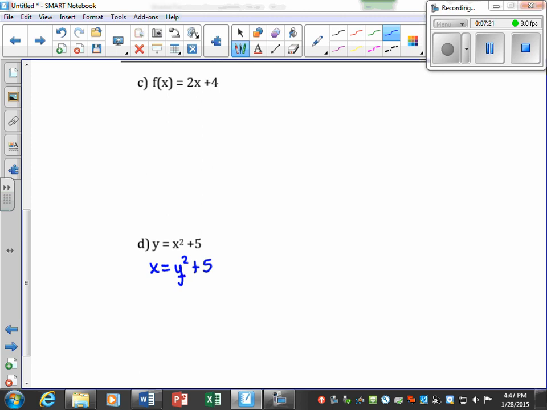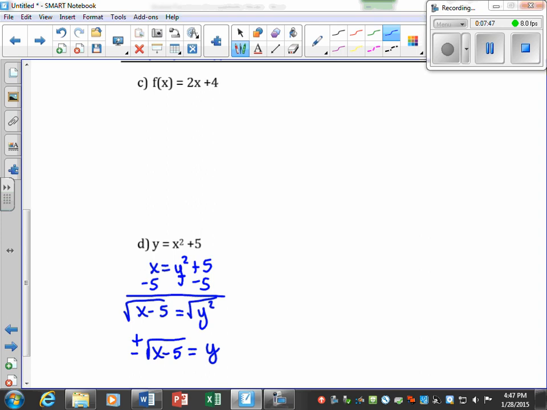If I want this by itself, I need to subtract 5 from both sides, so I would get x minus 5 is equal to y squared. And then to get y, if that's a square, I'm going to have to take the square root of both sides. Remember, when you take the square root of anything, you're going to get plus or minus. The square root of x minus 5 is equal to y.